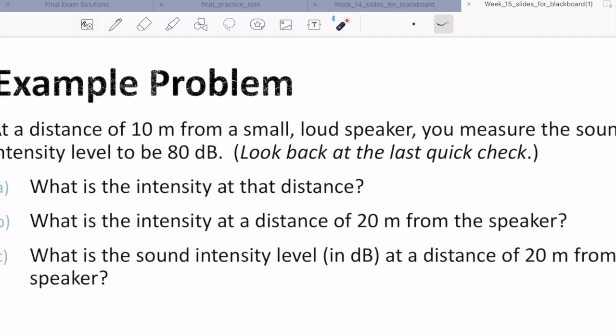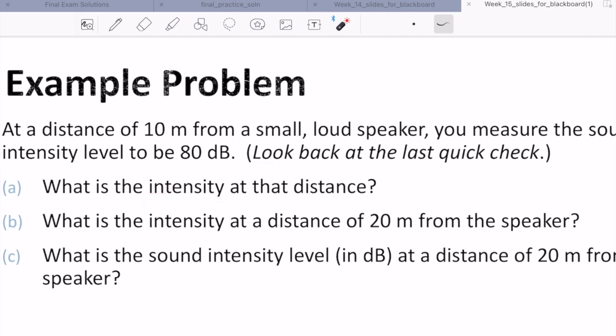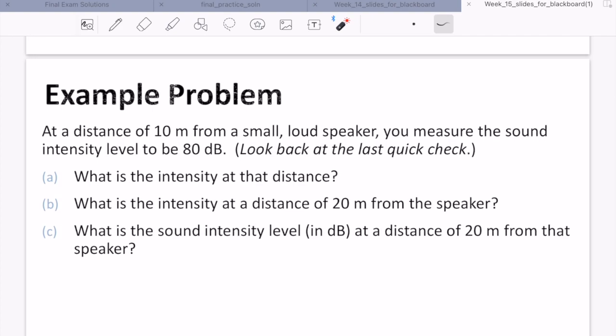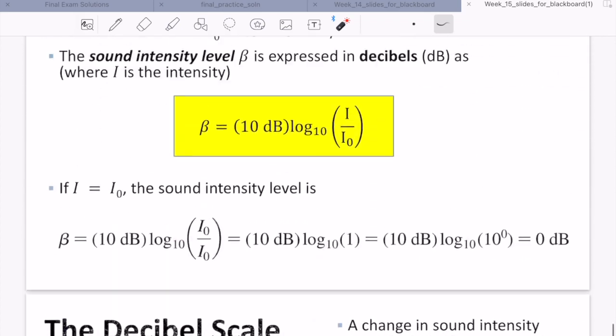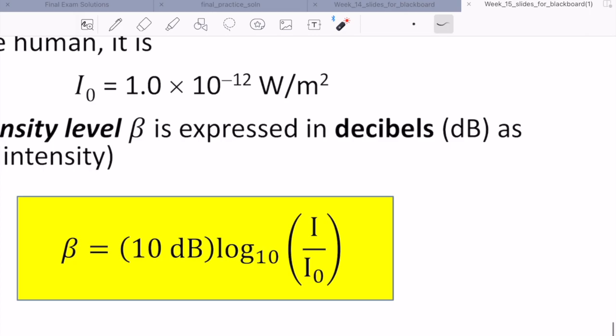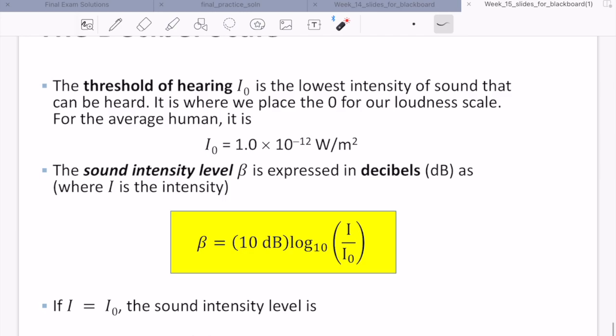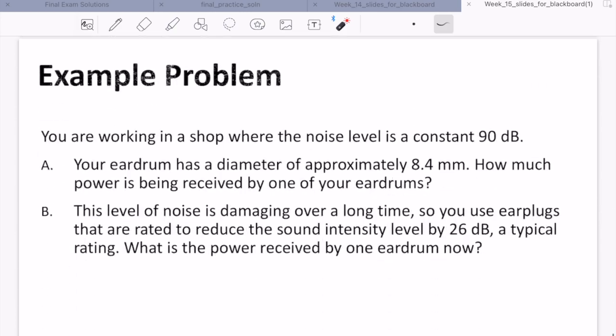So first of all, we want to figure out what the intensity is at this 10 meter distance first. Then we figure out the new intensity at 20 meters, and then the sound intensity level at a distance of 20 meters. Because remember, the sound intensity level factors in the intensity at that specific distance divided by your threshold of hearing.